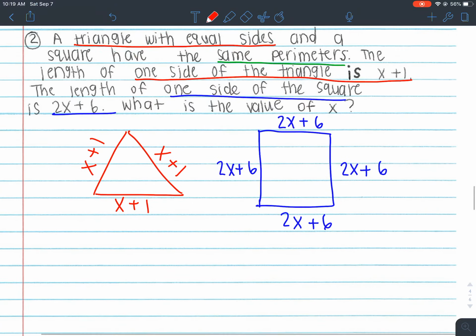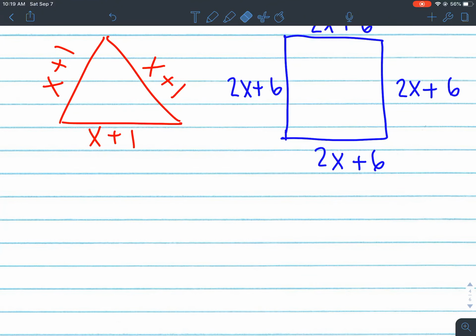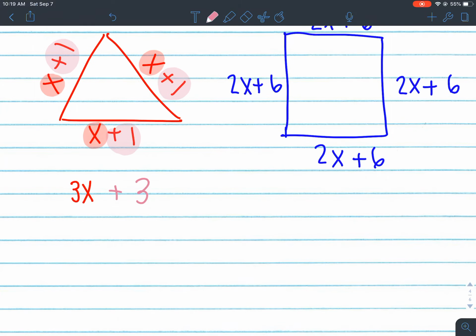So for the triangle, let's go ahead and add up all of our sides. Let's look at our like terms here. I have x plus x plus x. So let me show you what I'm talking about. X plus x plus x, that's going to give me 3x. And then I have, let's use pink, 1 plus 1 plus 1, which gives me plus 3.